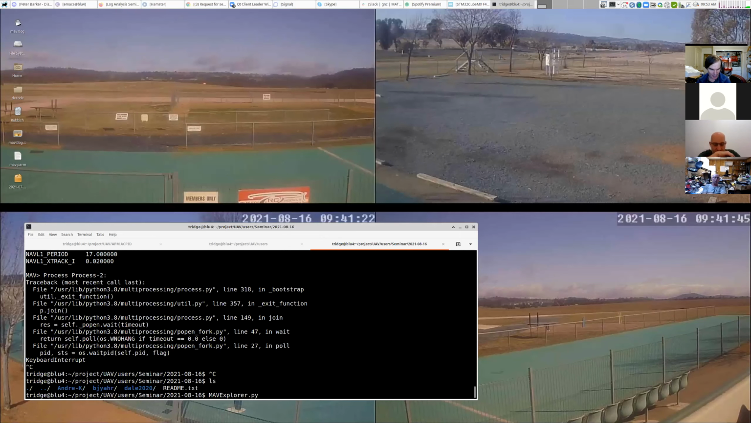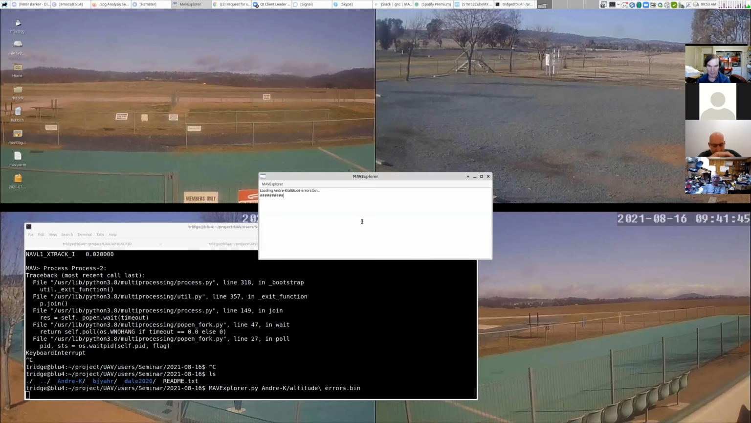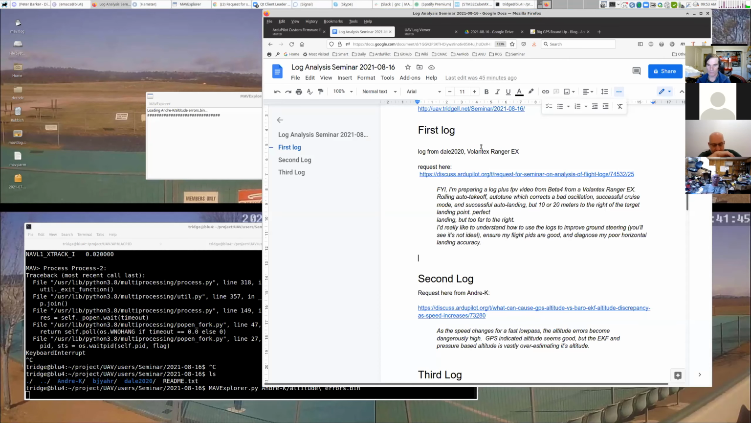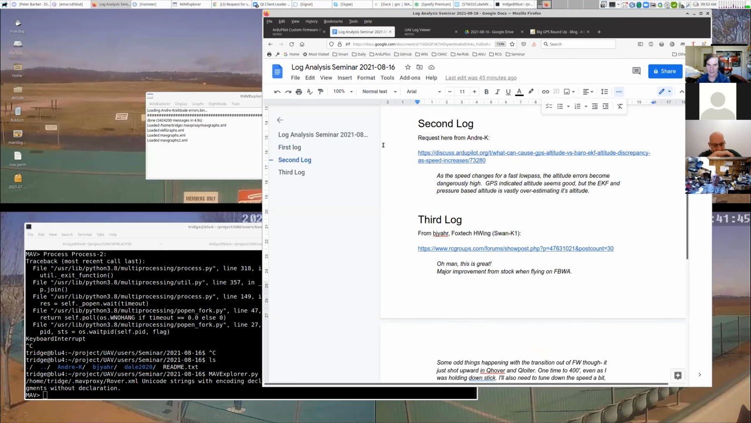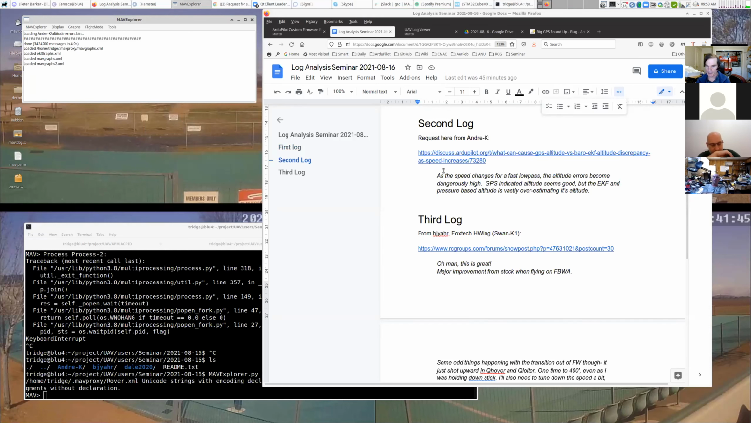Now, the next one up we had was from Andre K. And so let's have a look at the original message from Andre. So this was this message here. He's saying he's flying this aircraft, and as the speed changes for a fast low pass, he's getting altitude errors become dangerously high. The GPS indicated altitude seems good, but the EKF and pressure-based altitude is vastly overestimating its altitude. So you really don't want to do low passes when this is happening.